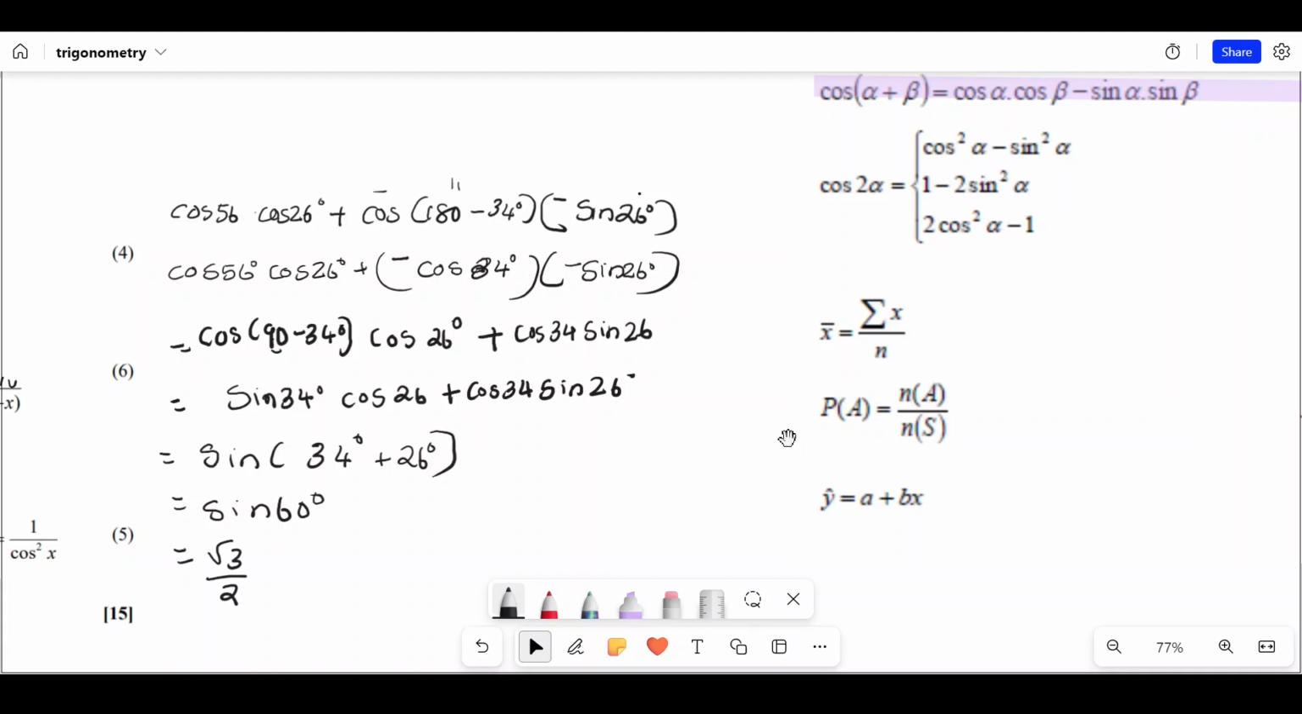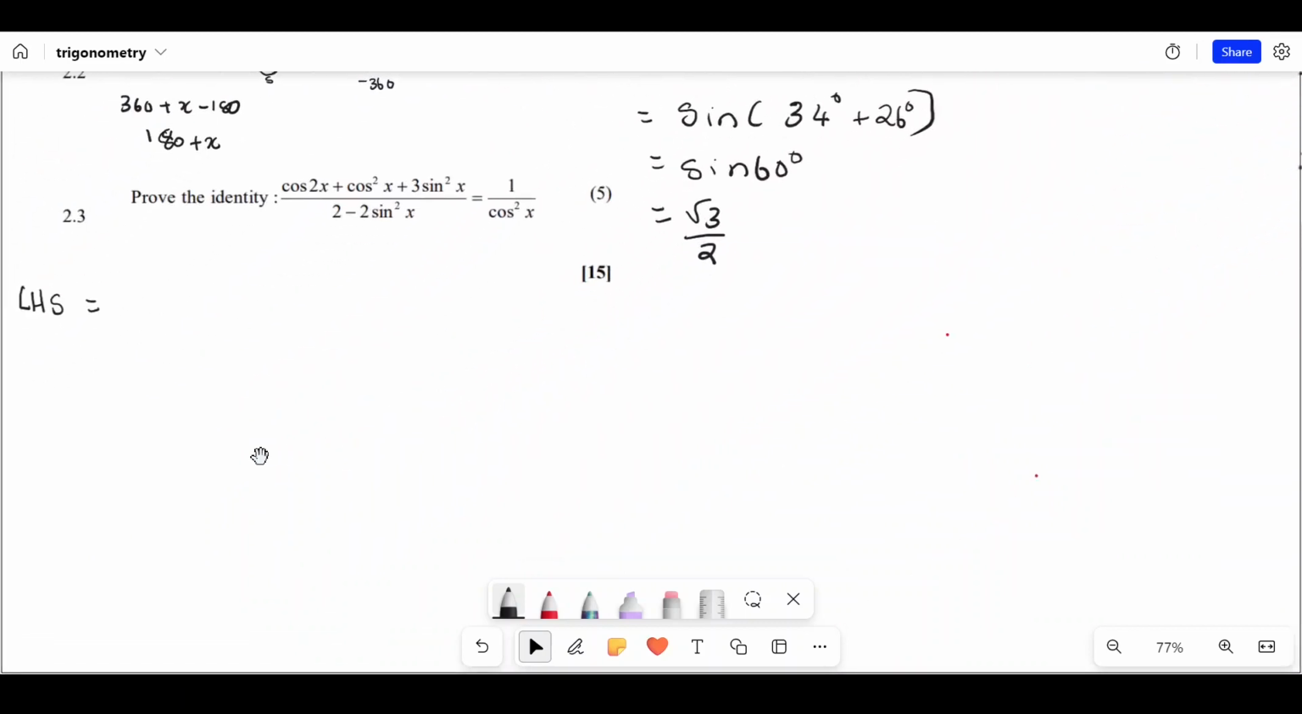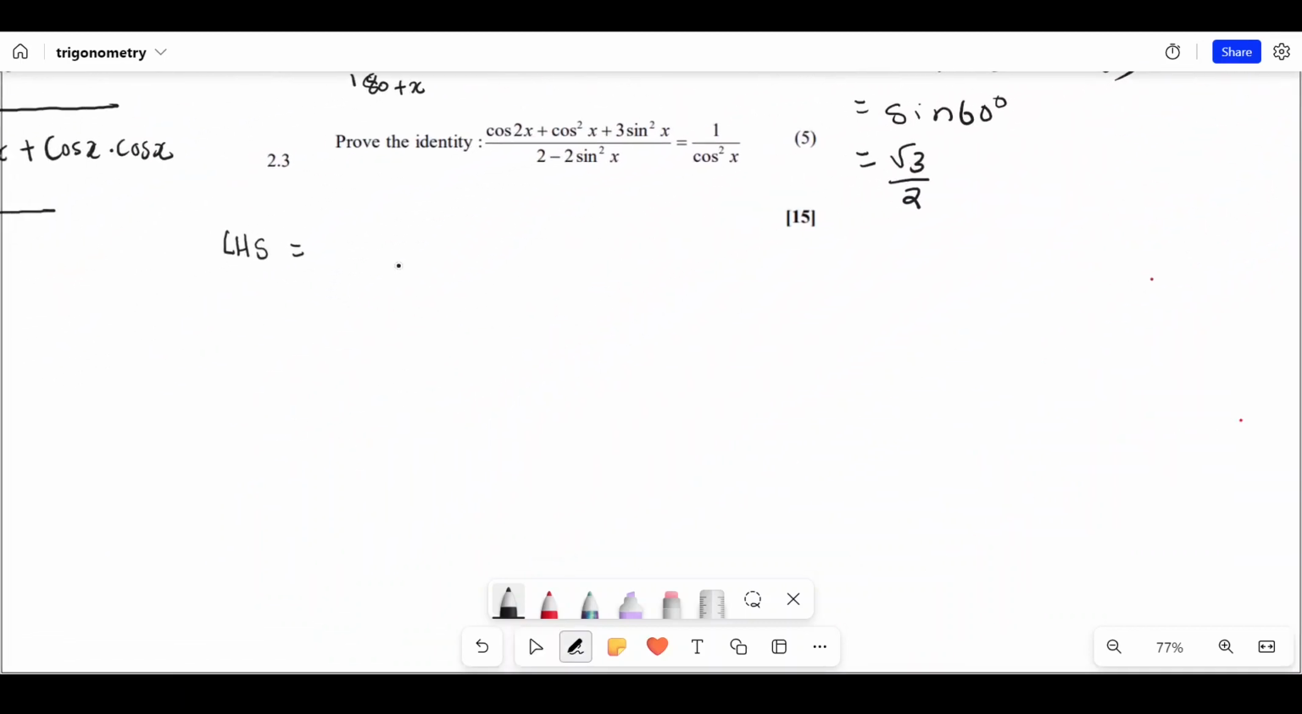Cos square alpha minus sin square alpha. So let us use cos square alpha minus sin square alpha so that it can be simplified with the remaining terms there. Cos square x minus sin square x plus cos square x plus 3 sin square x, the whole divided by 2, you can take it as a common factor, 1 minus sin square x.